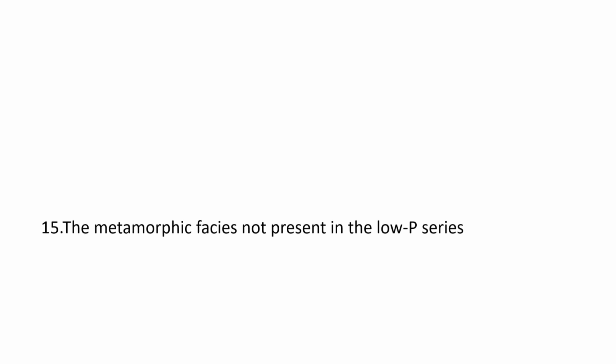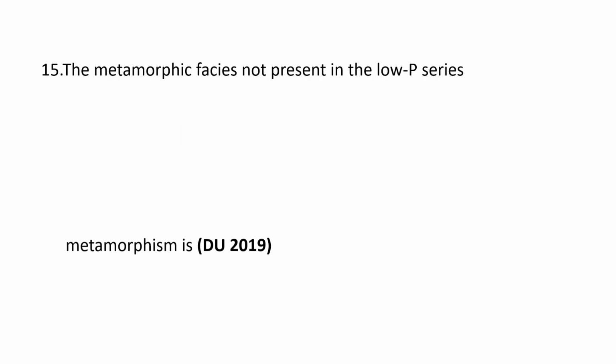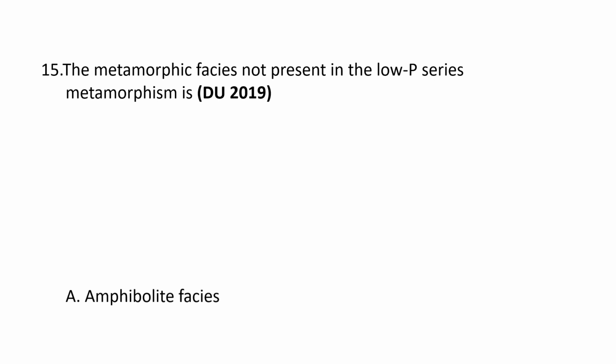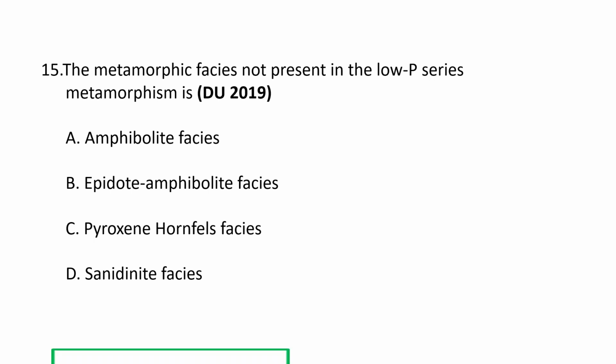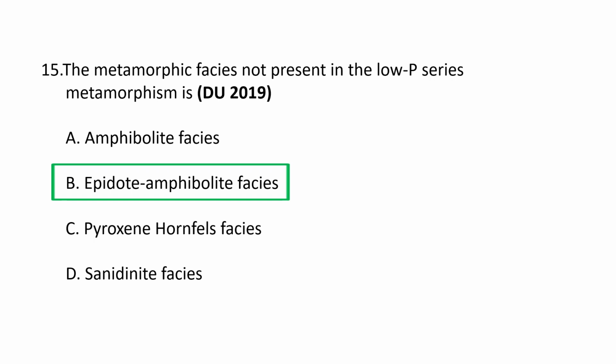Next question. The metamorphic facies not present in the low pressure series metamorphism is A. Amphibolite facies, B. Epidote amphibolite facies, C. Pyroxene hornfels facies, and D. Sanidinite facies. So the correct option is B, epidote amphibolite facies. The epidote amphibolite facies is typically not associated with low pressure metamorphism. Instead, it is considered a part of an intermediate pressure series. So this is not present in the low pressure series of metamorphism.